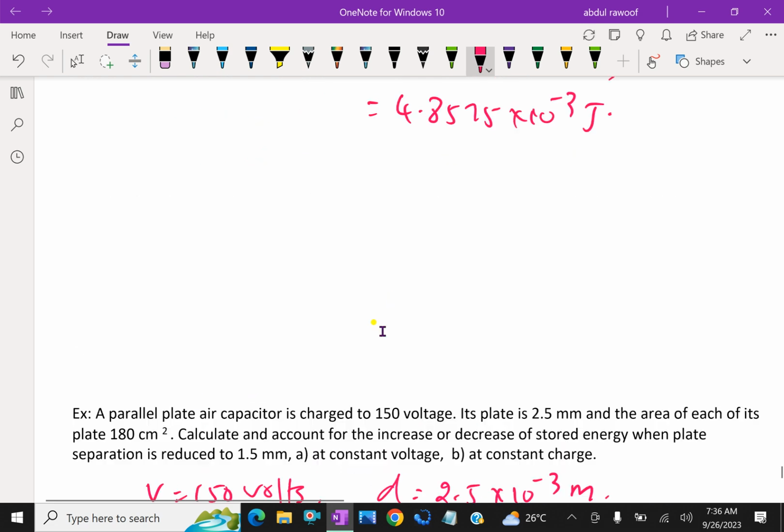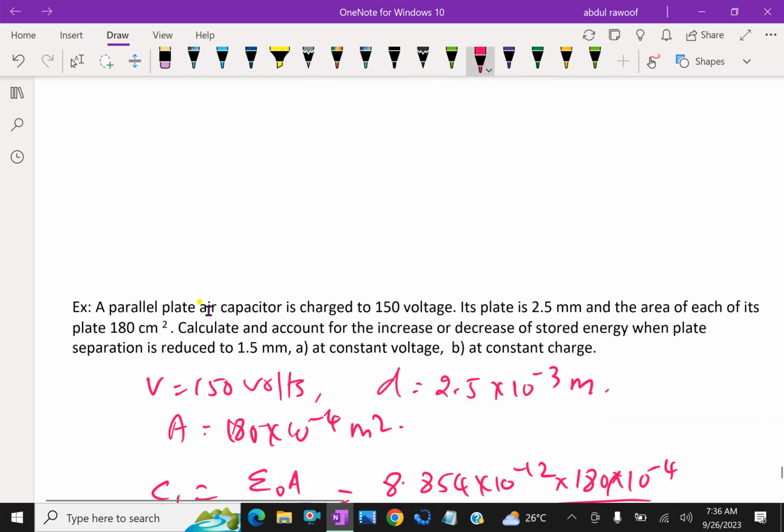Now, here the first case: calculate and account for the increase or decrease of stored energy when plate separation is reduced. The plate separation is reduced, which means more capacitance will come.